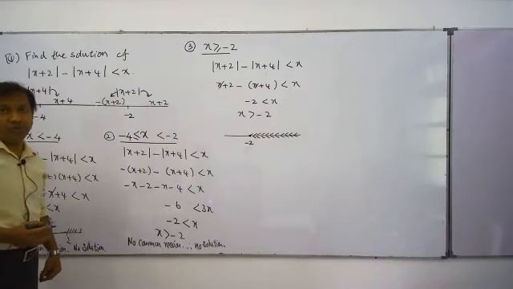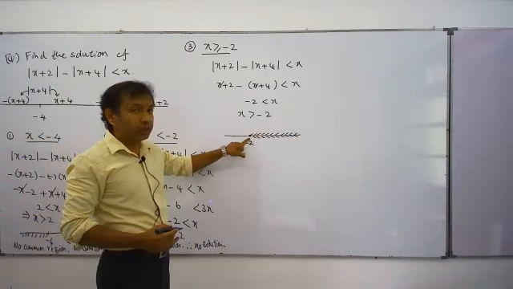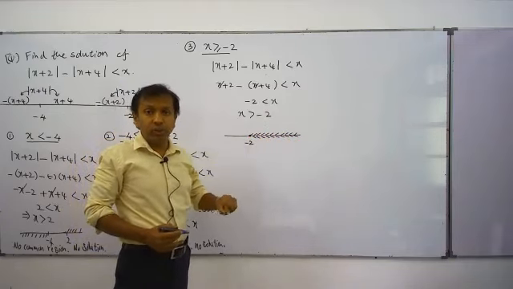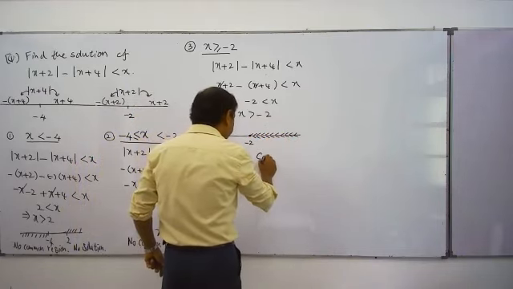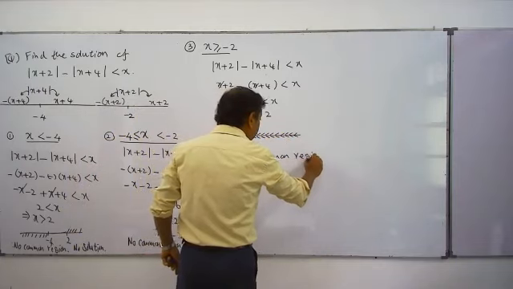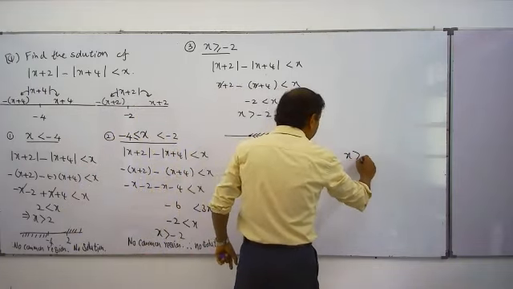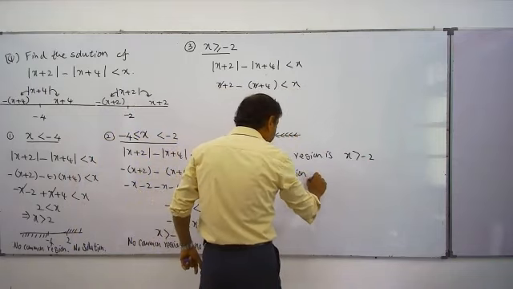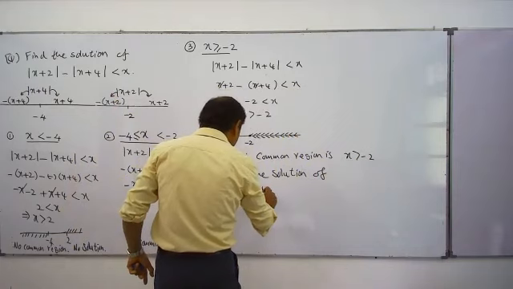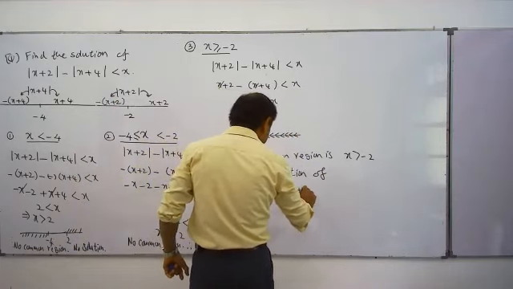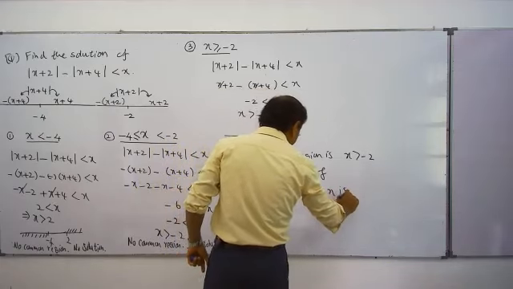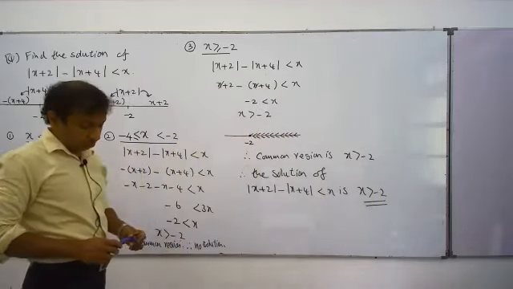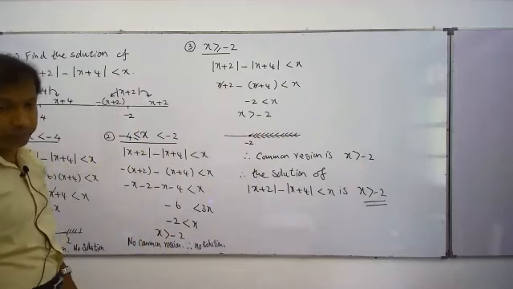Now there exists a common region. What is the common region? For the above, including -2 and to the right. For the below, excluding -2 and to the right. So there the common region is excluding -2 and to the right. So therefore the common region is x greater than -2. Therefore, the solution of that inequality |x + 2| - |x + 4| < x is x greater than -2.